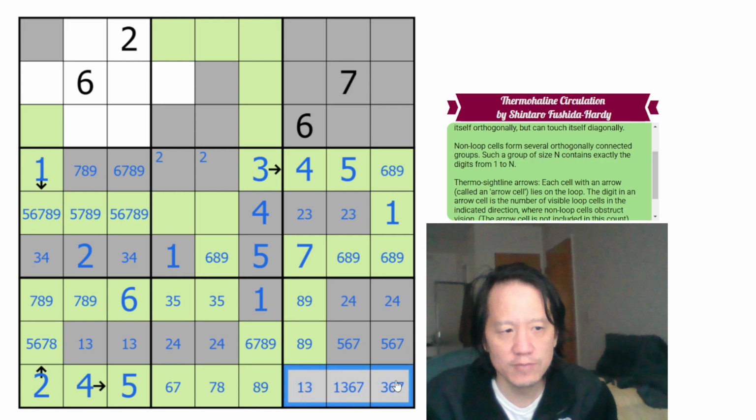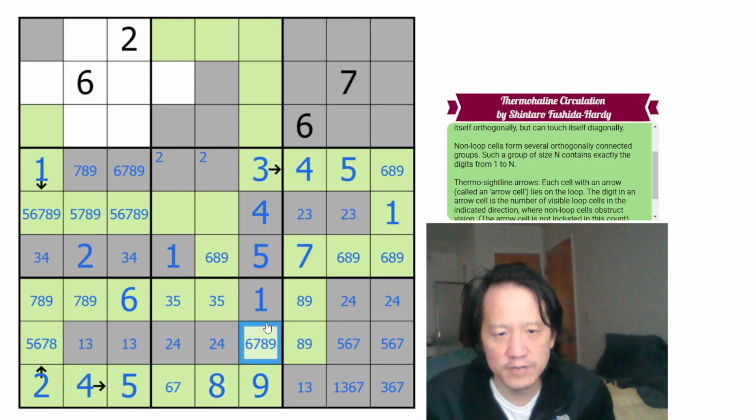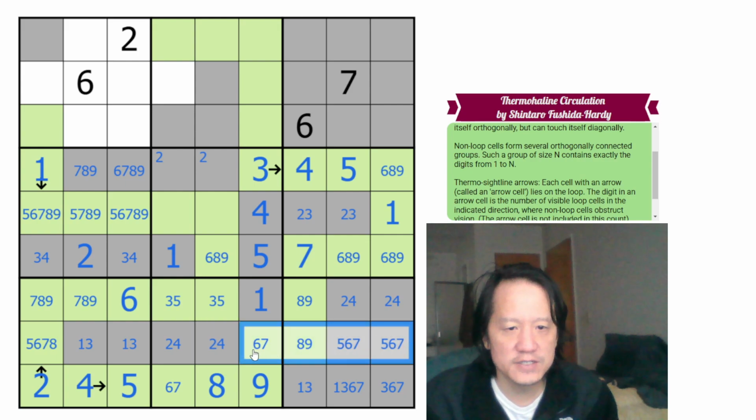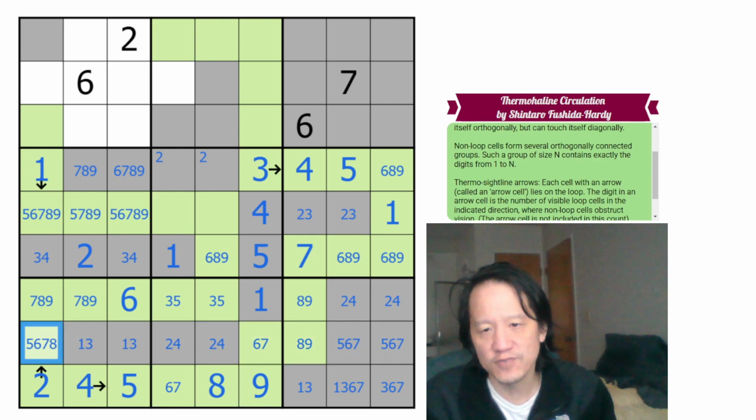This must contain 1 of 6 or 7. This is 1 of 6 or 7. Therefore, the rest of the row cannot contain 6 or 7. Therefore, this is 8 and this is 9, which means this can't be 8 or 9. We have a 5, 6, 7 triplet now in row 8. The rest of the row cannot contain 5, 6, or 7.